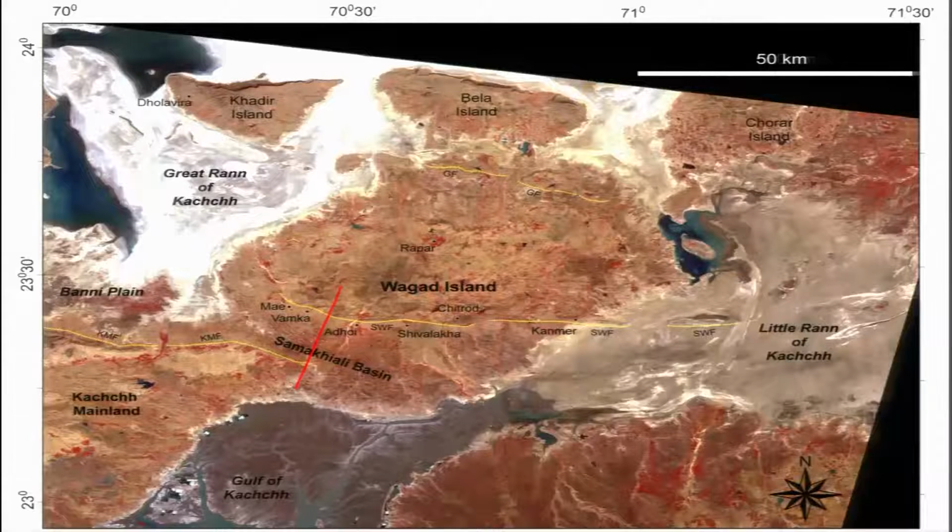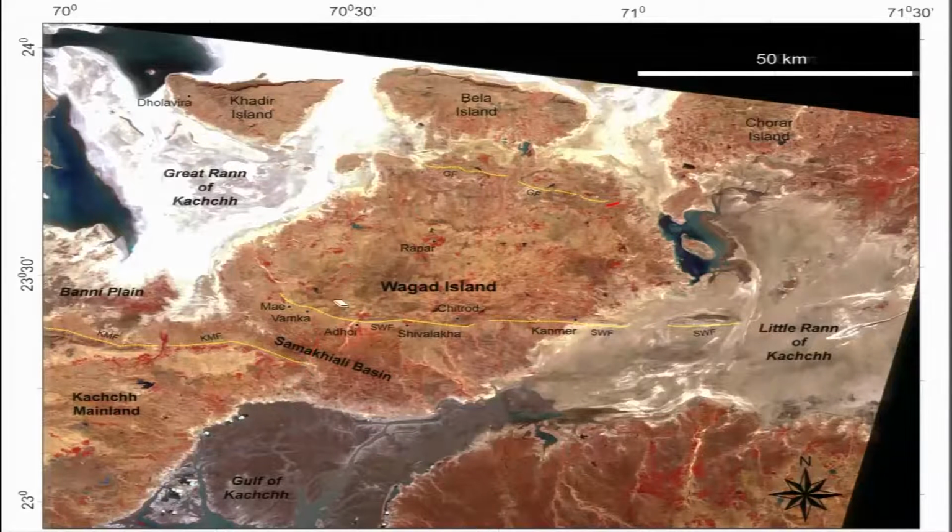So, if we quickly take the cross section here, from north to south, we have the north which goes like that, and then we have the basin, and then the Kachchh Mainland. So, these faults are dipping on either side. This is your north, this is your south, this is your South Wagad fault, and this is your Kachchh Mainland fault. The geology you see here is the Mesozoic and the Quaternary covers. Similarly, over here and here also we have Mesozoic, and partly we also see the Tertiary rocks.